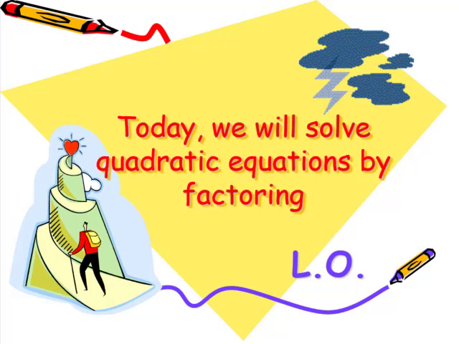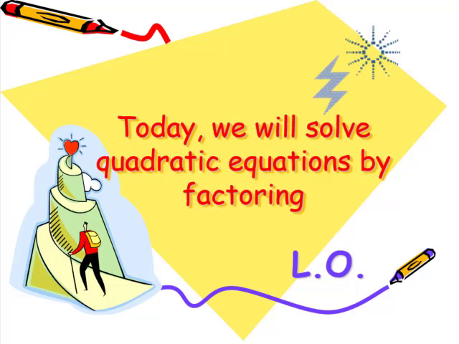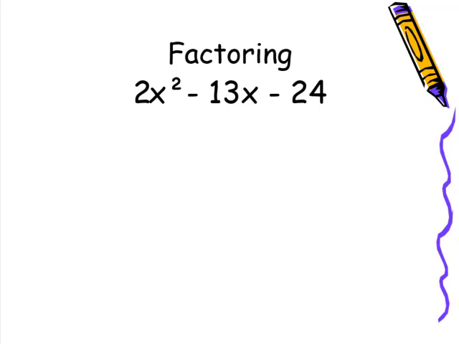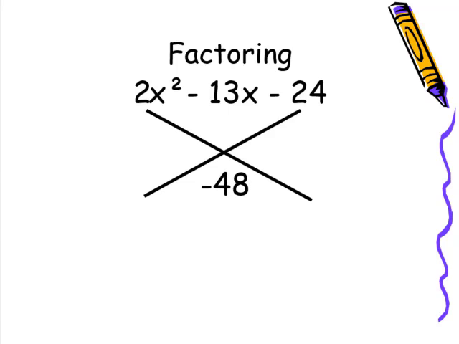Okay, today we will solve quadratic equations by factoring when the leading coefficient is no longer 1. So let's take a look at a quick factoring problem. The first thing, remember, we don't have to place that leading coefficient of 1 anymore because we have a leading coefficient of 2. So 2 times that negative 24 will give us negative 48.